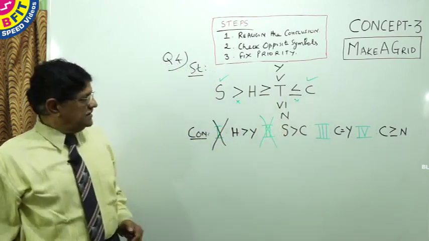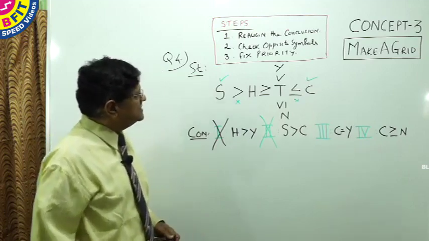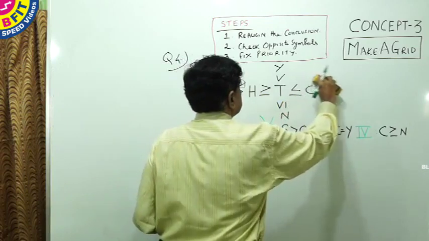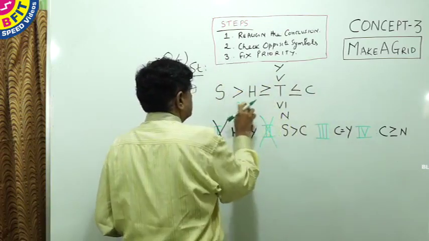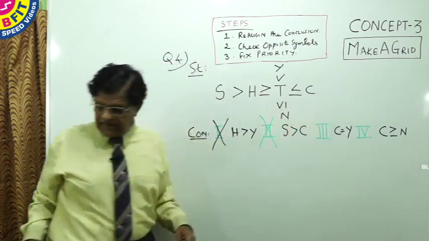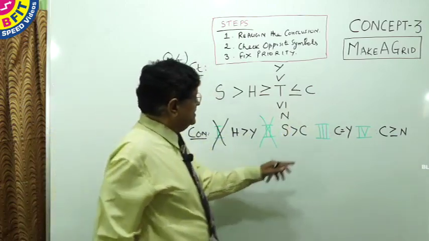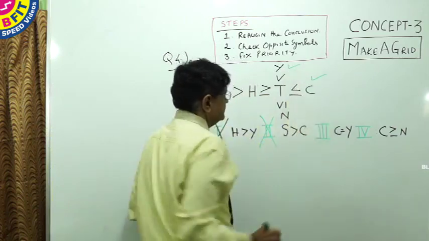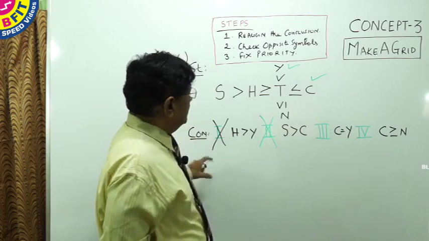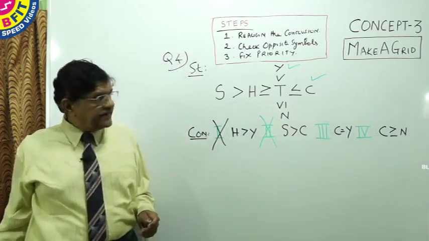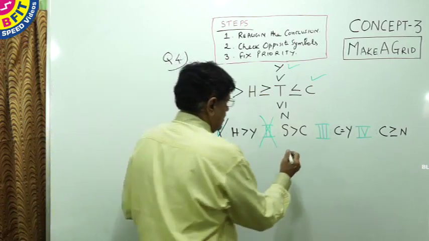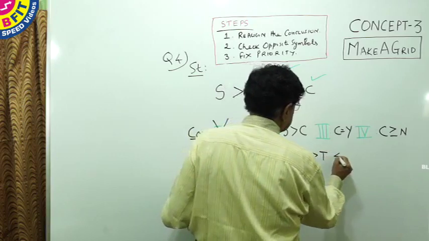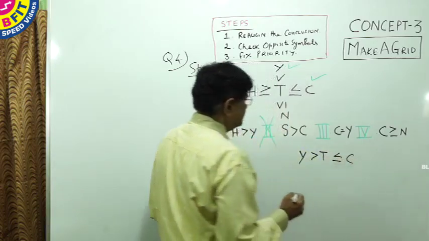Now let us go to the third conclusion. C is equal to Y. Let us remove all these markings, so that we will not make a confusion. Where is C? C is here. Where is Y? Y is here. Now we have to write a single statement connecting Y and C. Y is greater than T, is less than or equal to C. This is the single statement.